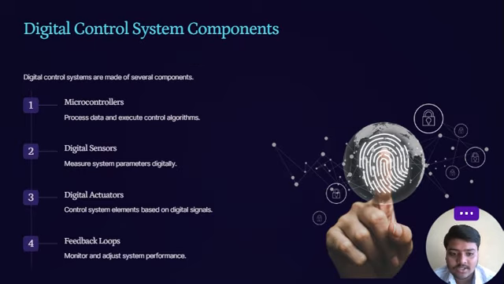Our next page is digital control system components. Components of digital control system. First one is microcontrollers, which execute control algorithms. Second one is digital sensors, which measure system parameters. Third one is digital actuators, which convert signals to action. Fourth one is feedback loops, which adjust system behavior.